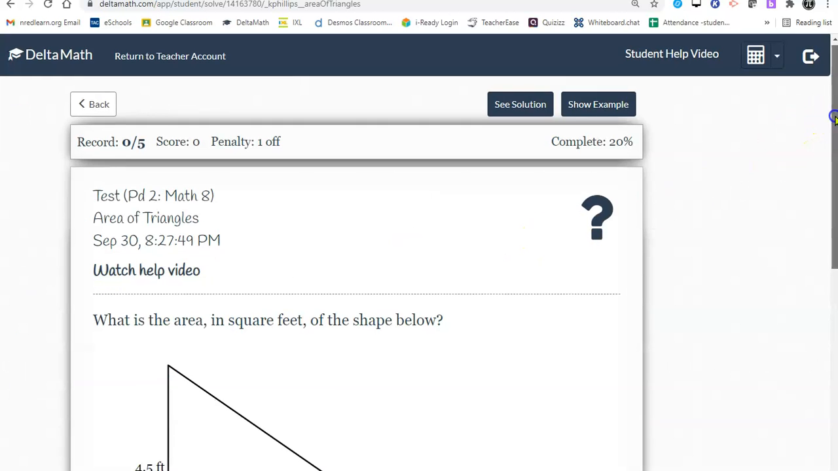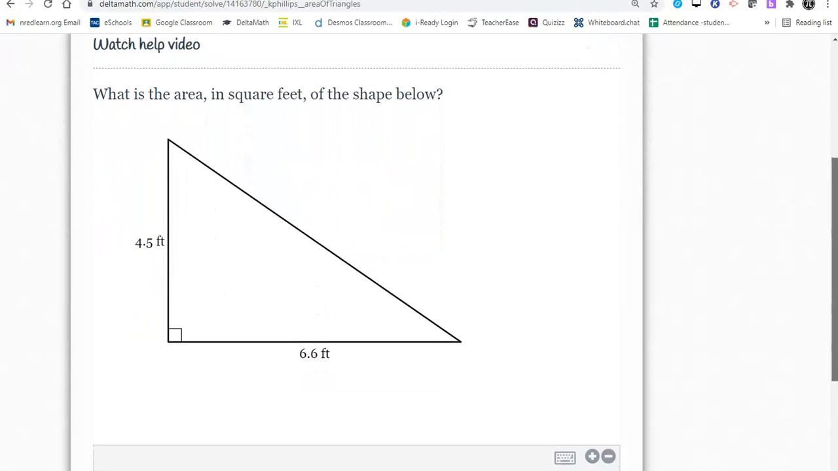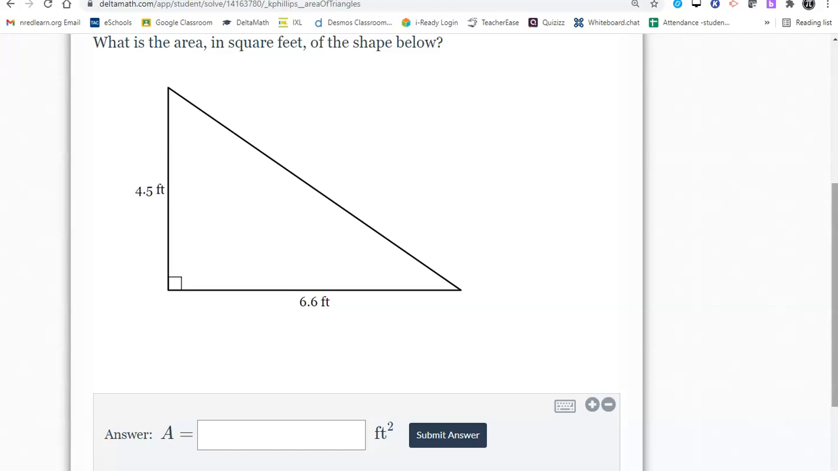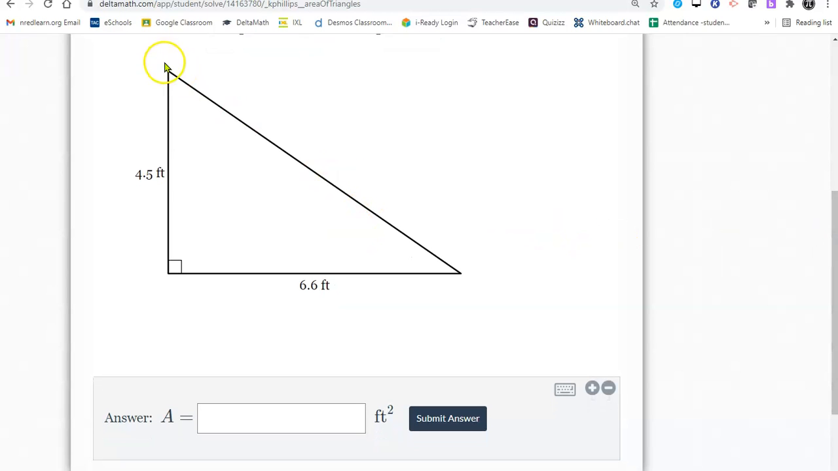So let's take a look at what we have here. What is the area in square feet of the shape below? Well, we know what the formula is. The formula for the area of a triangle is half the base times the height. You can find those two measurements by looking for the 90-degree angle box. So one of these is the base and one of these is the height.